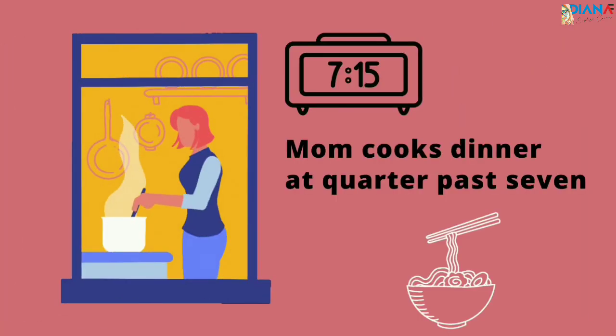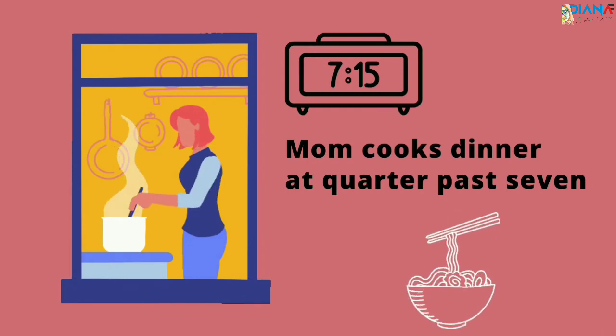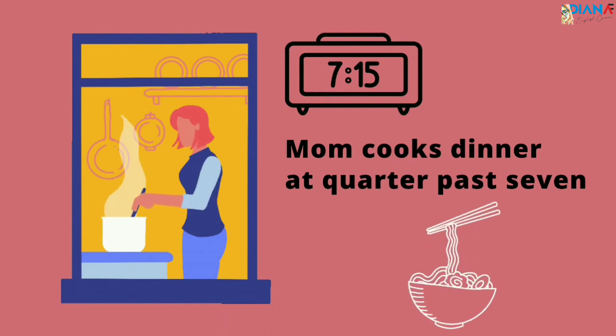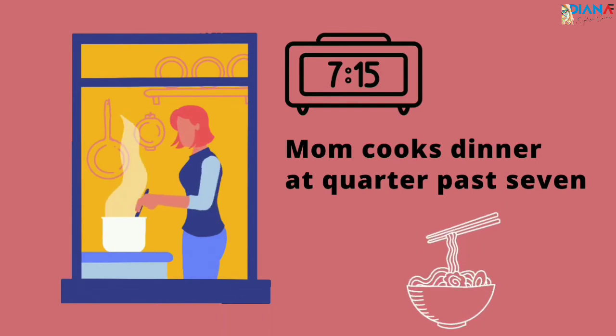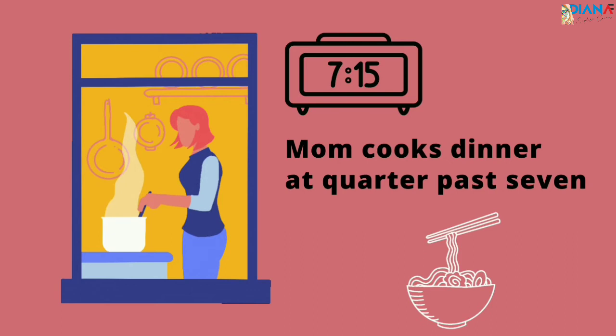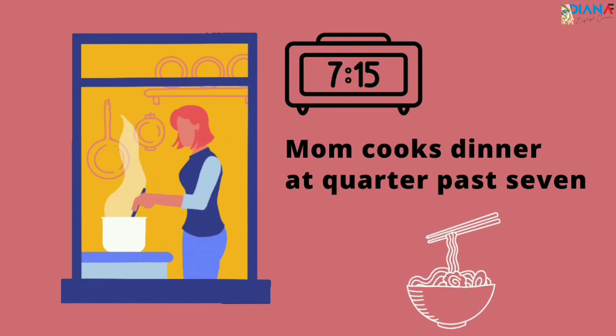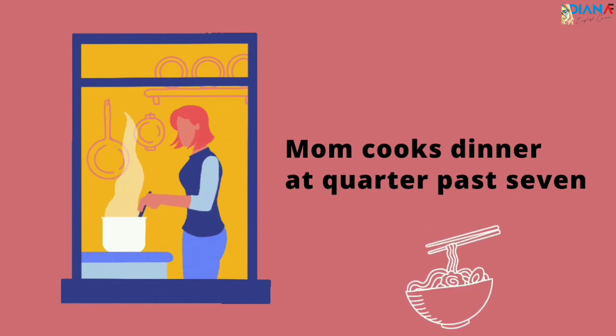Now, look at the first example. Mom cooks dinner at quarter past 7. Ibu memasak makan malam jam 7 lewat 15 menit. Remember, to tell the time in British style, the minutes always come first. Jadi, untuk mengucapkan waktu menggunakan British style, yang diucapkan adalah menitnya terlebih dahulu.